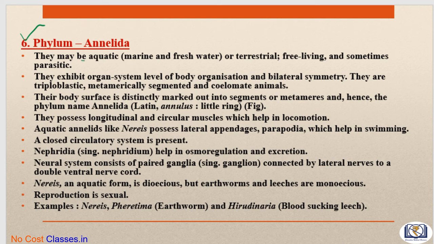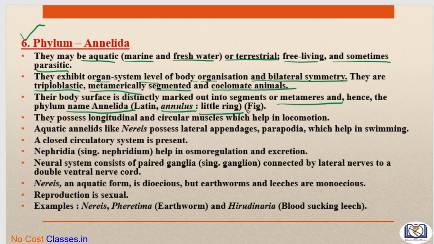They may be aquatic, marine or freshwater, or terrestrial, free-living, and sometimes they are parasitic too. They exhibit organ system level of body organization and are bilaterally symmetrical. They are triploblastic, metamerically segmented, and coelomate animals. Earlier it was not coelomate. The body surface is distinctly marked out into segments called metameres, and hence the phylum name Annelida. This and this, these little rings. They possess longitudinal and circular muscles which help in locomotion.